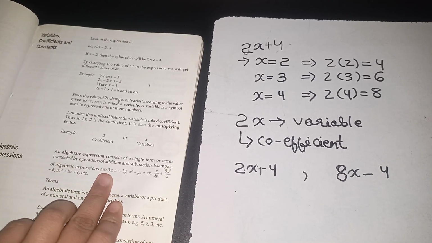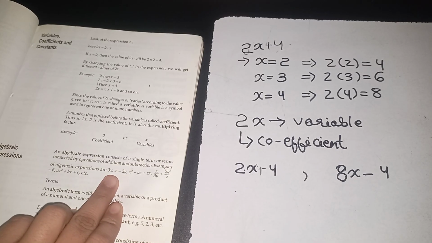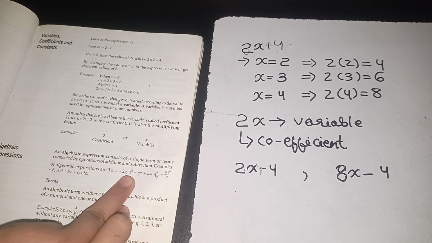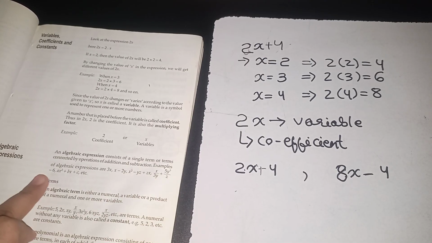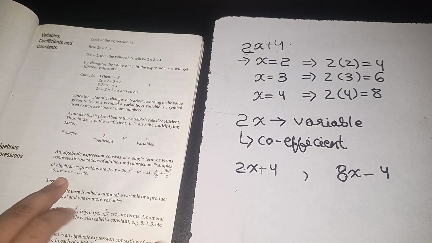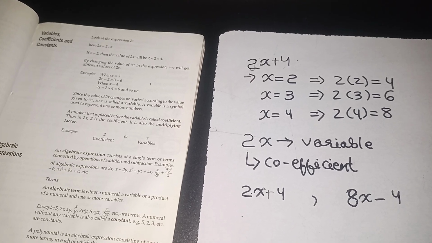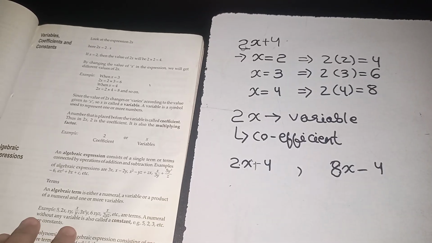3x is what? A single term. And x minus 2y is what? These are terms that are connected by an operation. Which operation? Subtraction. In this example also subtraction, and plus also, and in this example plus and minus. Okay, and in this example only plus. So what is a term? After that we have to analyze and understand about the term.